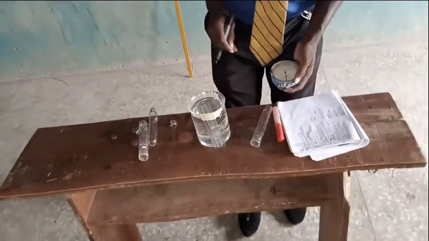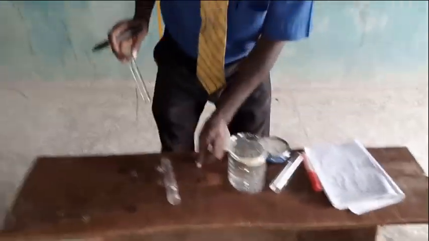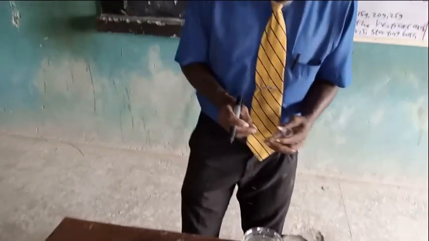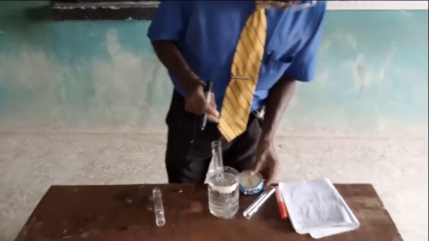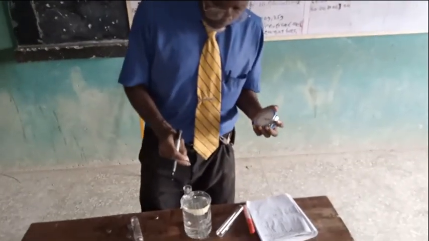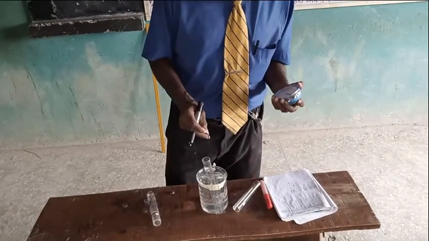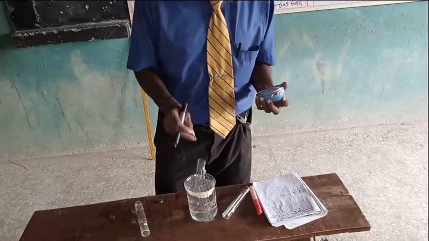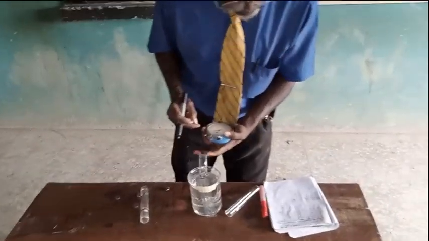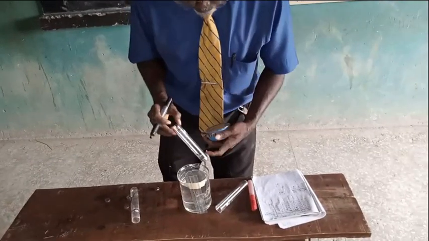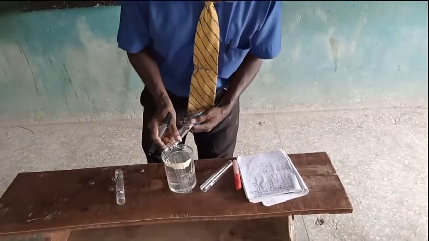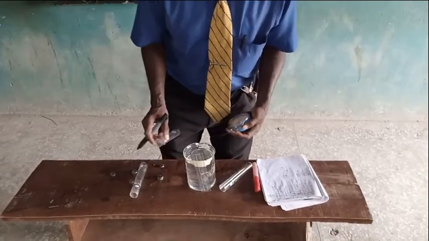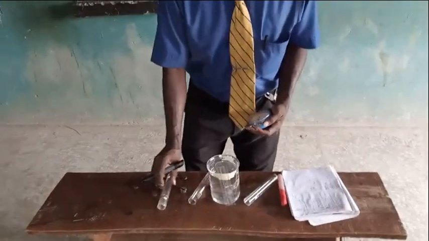The next one is 20. This is 10 grams. This is another 10 grams. We are going to start at the same time. 1, 2, 3, 4, 5, 6, 7, 8, 9, 10. This is 6.